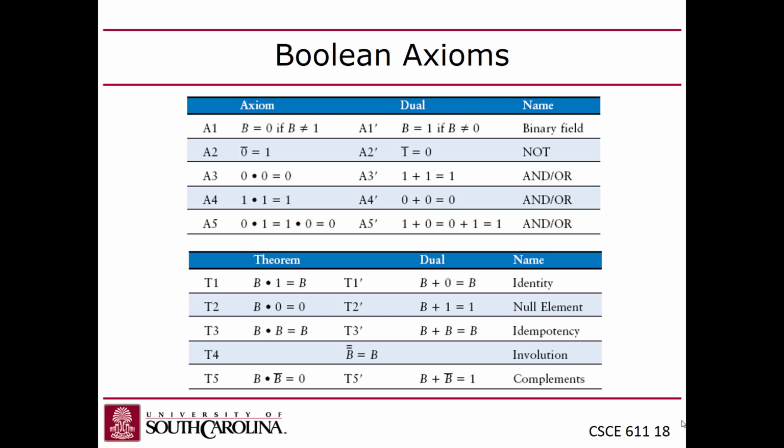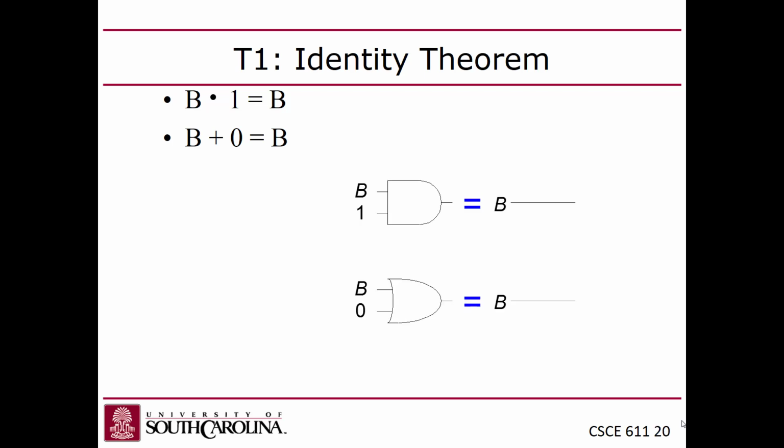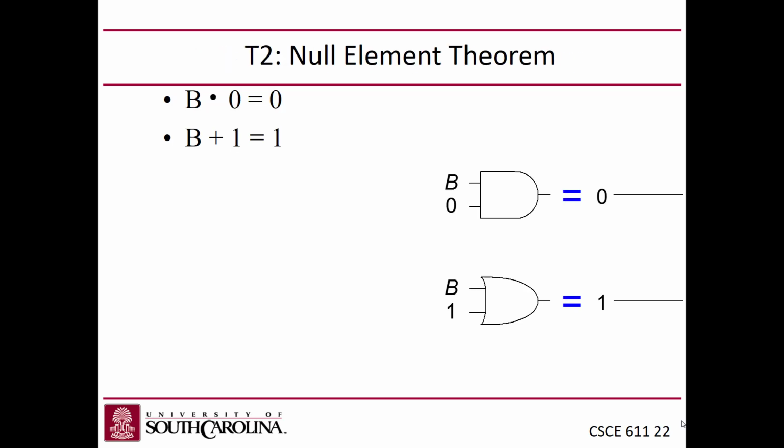So let's see, the identity theorem. If you have a variable and you AND it with 1, you get whatever the original variable value was. If you OR it with 0, it's the same thing. So gate-wise, it's like hard coding an input to a gate, right? The null element theorem is kind of a similar idea. If you AND anything with 0, you get 0, and if you OR anything with 1, you get 1, right?